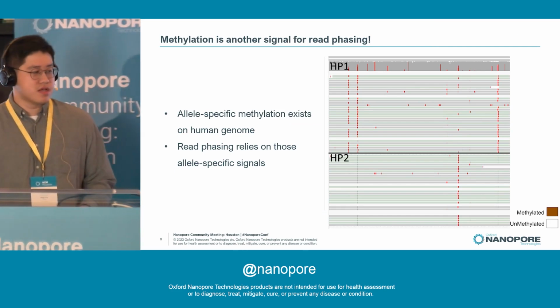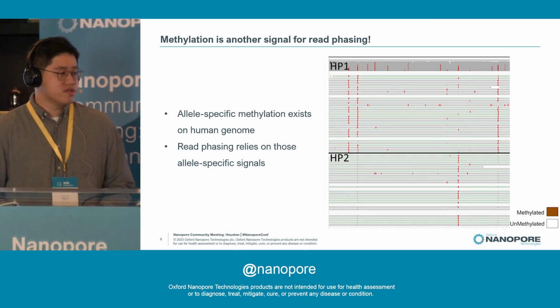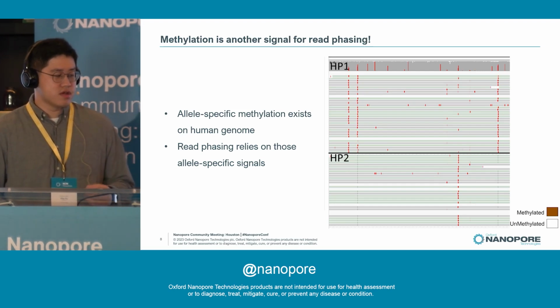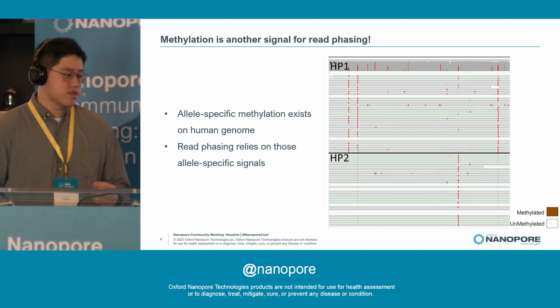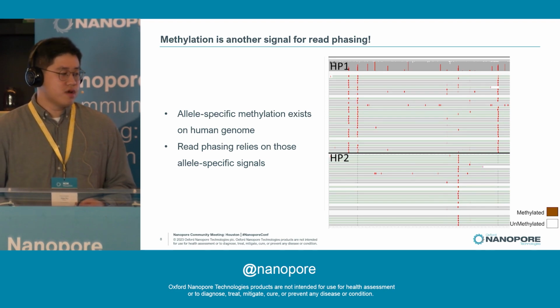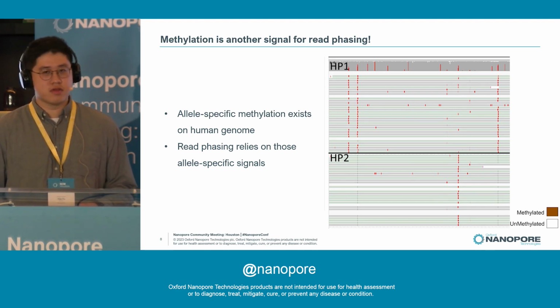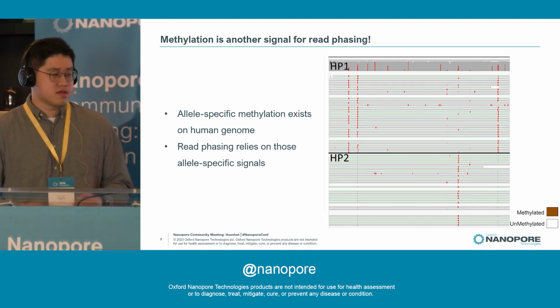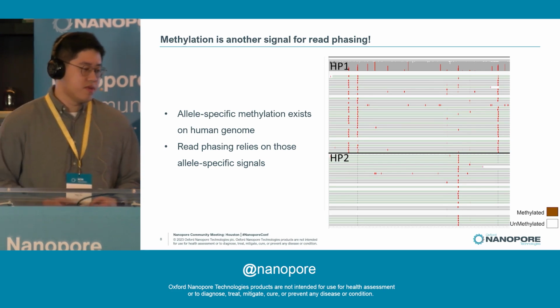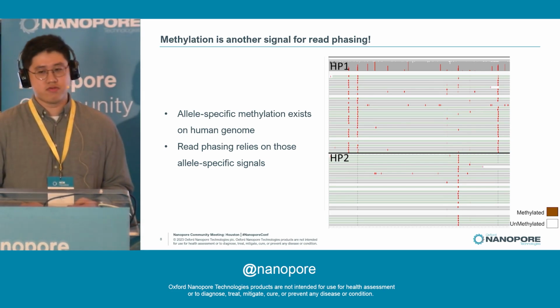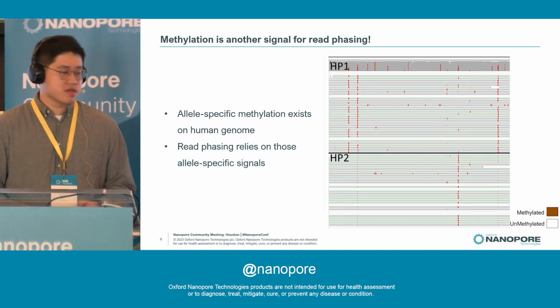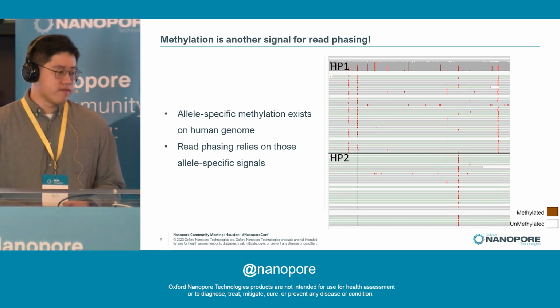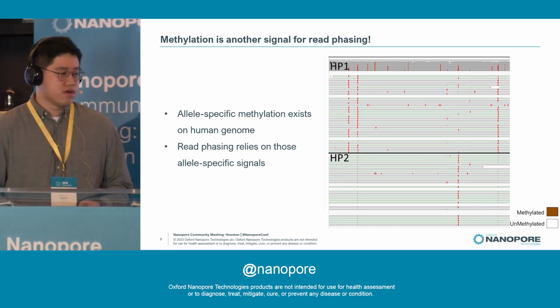So methylation is another signal for read phasing. Allele-specific methylation exists in the human genome. Here, you can see that the red dots mean methylations on the human samples. They are different on different haplotypes, and MethPhaser uses exactly these allele-specific methylation signals in addition to the traditional SNV-based signal to improve the SNV-based long-read phasing.